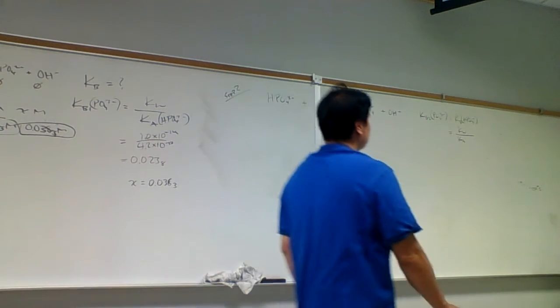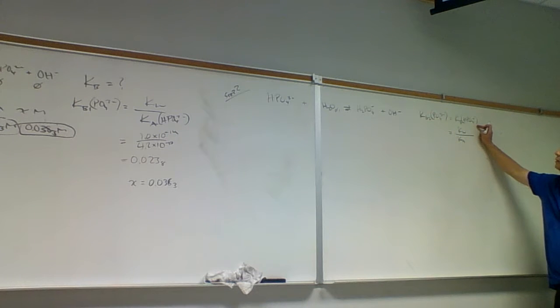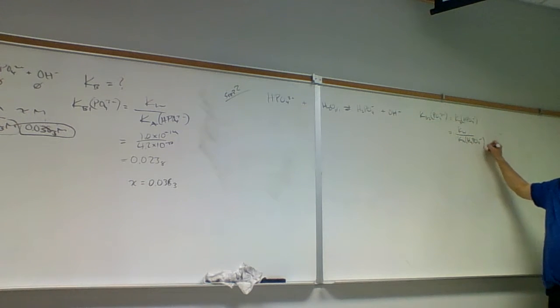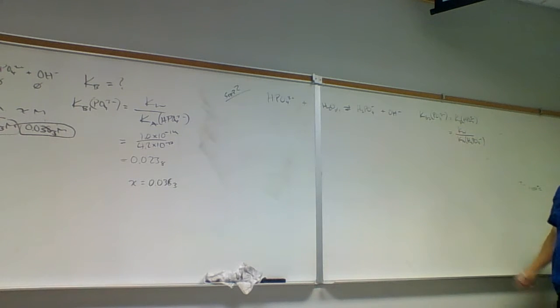What's the conjugate acid of monohydrogen phosphate? Dihydrogen phosphate. And so dihydrogen phosphate would be it. This should be, sorry, 2 minus. You all right, Don?